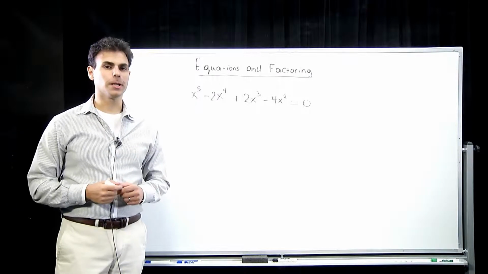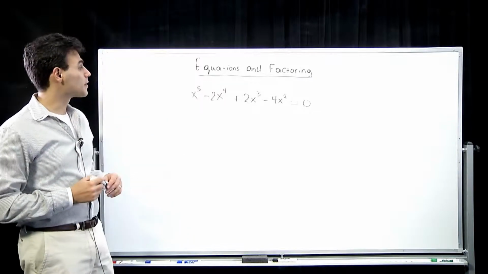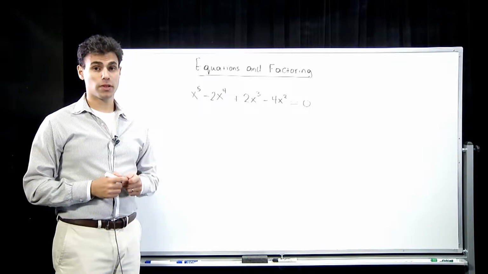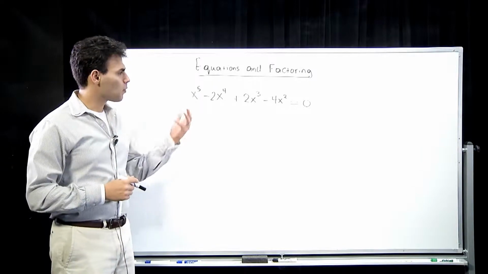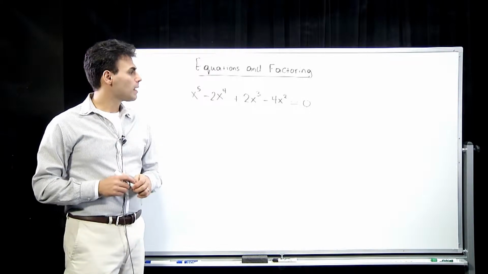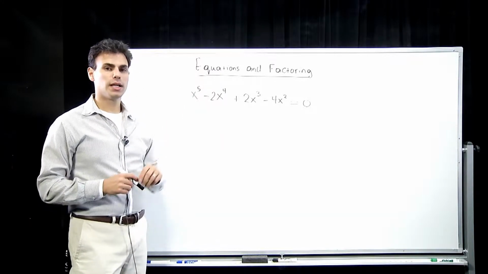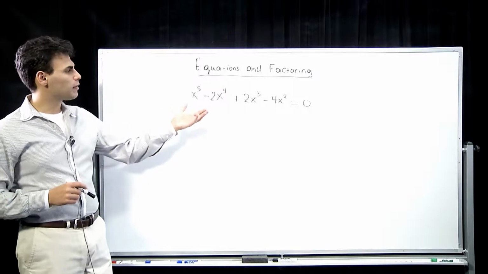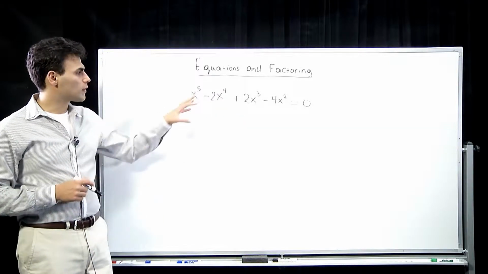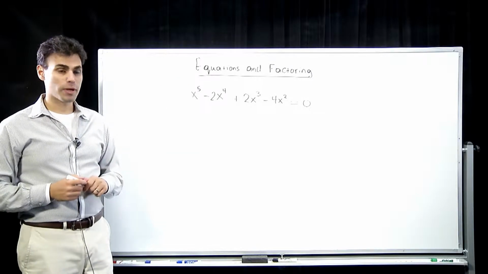Sometimes in Calculus 1, we are asked to solve equations like this one: x to the 5th minus 2x to the 4th plus 2x cubed minus 4x squared equals 0. There's no real formula to tackle degree 5 polynomials. Therefore, what you need to do is rely on factoring. Factoring basically tries to figure out common factors and use all the tools that we know in order to simplify this, turn it into a product.